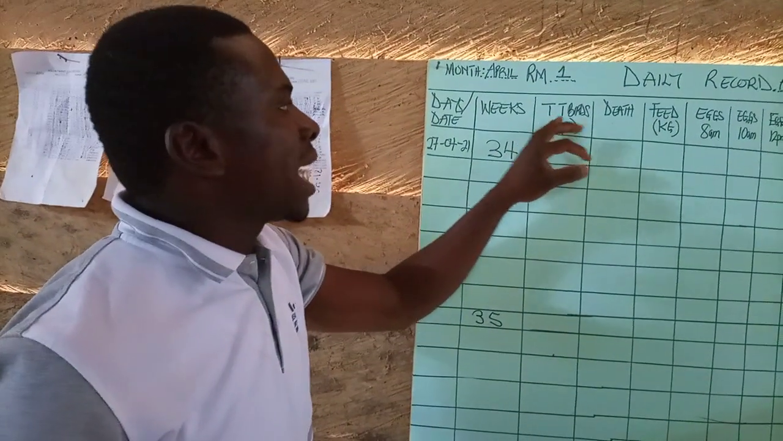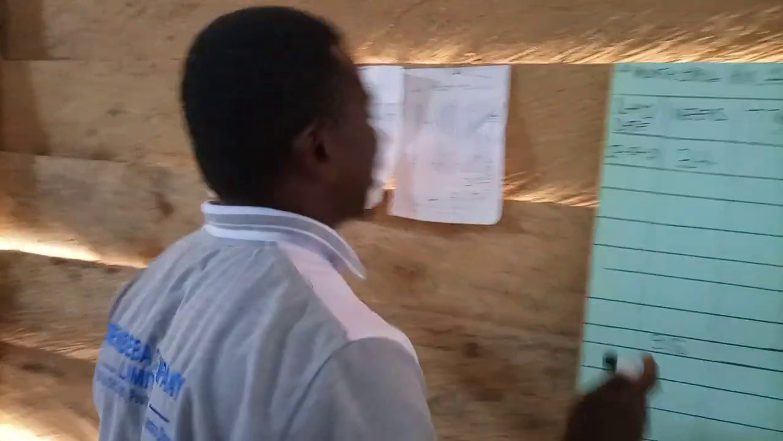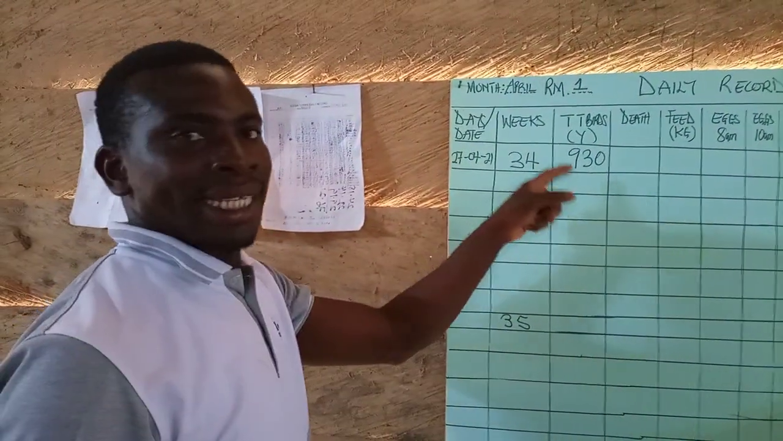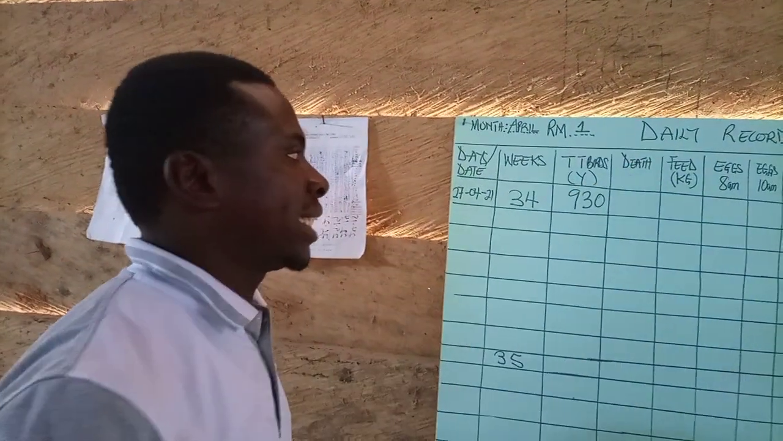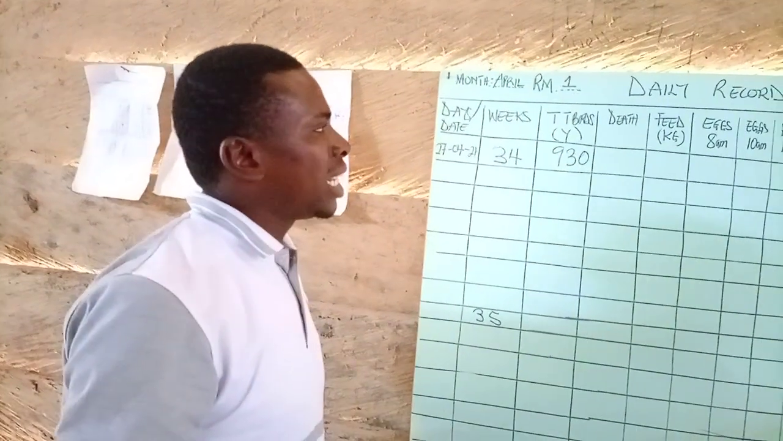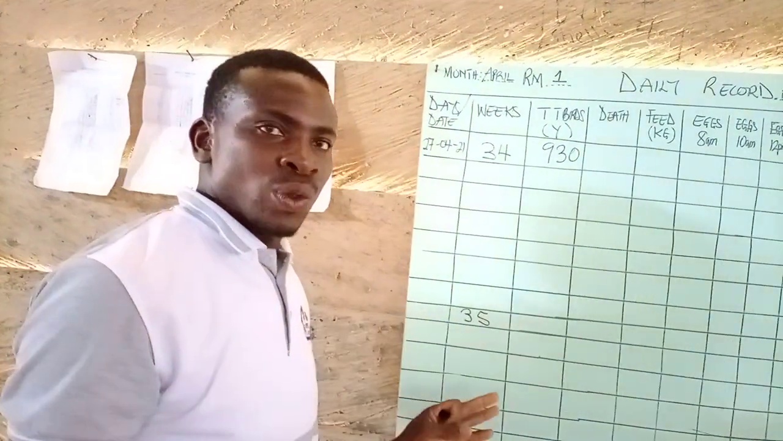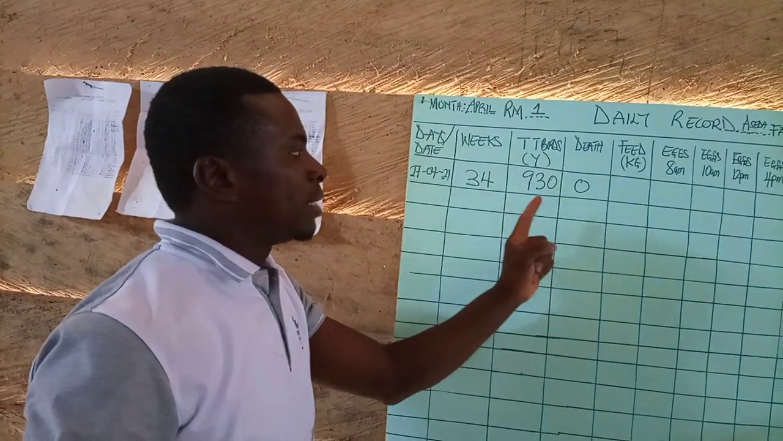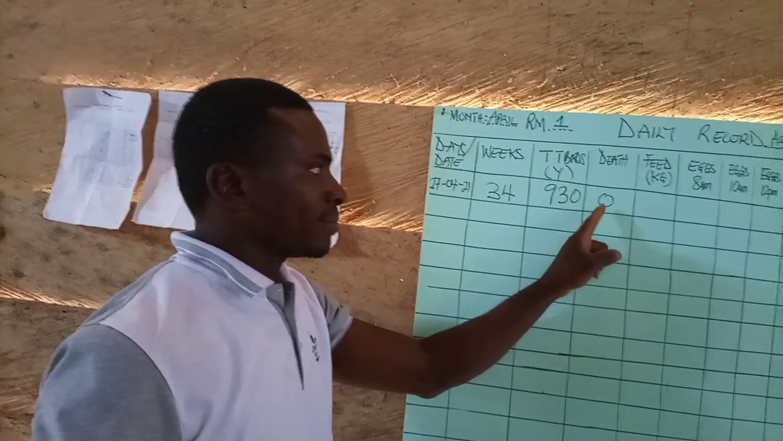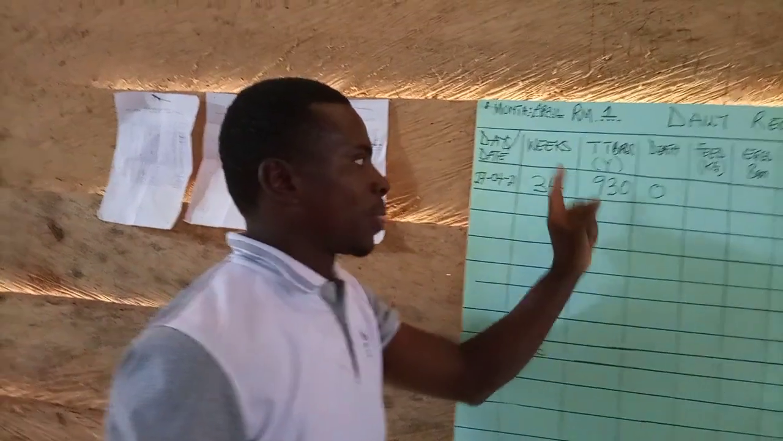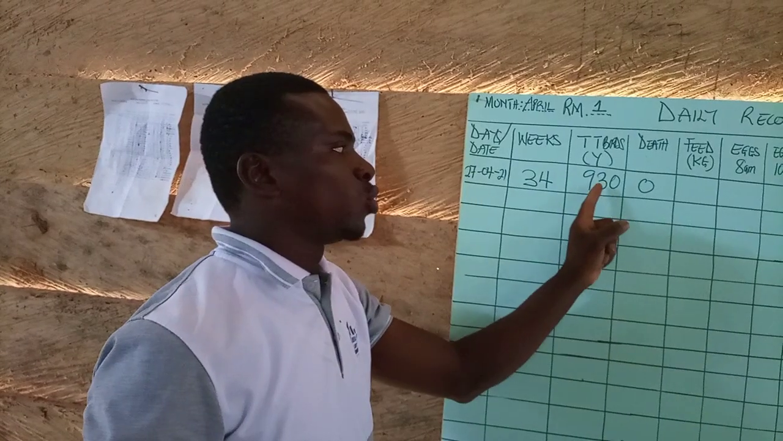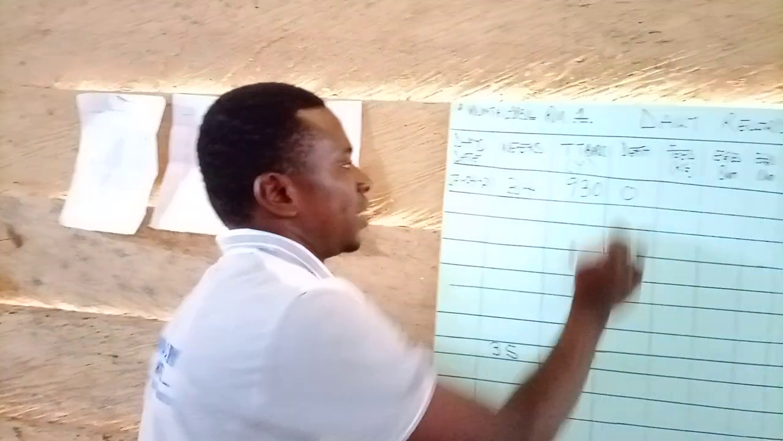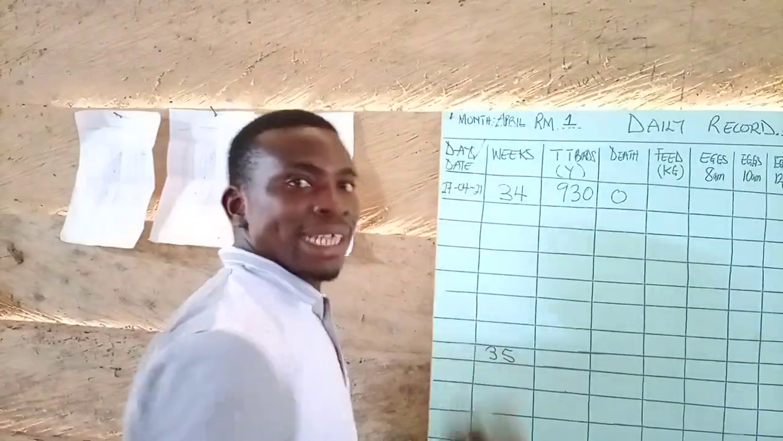Then we come to the total number of birds. In Aseda Farm, the total number of birds in room 1 is 930. So we come to the number of deaths. Do we have a death today in our farm? No, so you write 0 over there. If room 1 recorded 1 death, you write 1 here, and you subtract it from the total number of birds, so it will be 929. But since today we didn't record any death, we write 0. It means the total number remains the same.